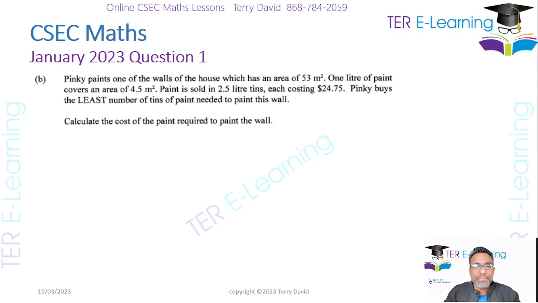Part B now. Pinky paints one of the walls of the house, which has an area of 53 meters squared. 1 liter of paint covers 4.5 meters squared. Paint is sold in 2.5 liter tins, costing $24.75. She buys the least number of tins of paint to paint the wall. So let's see.